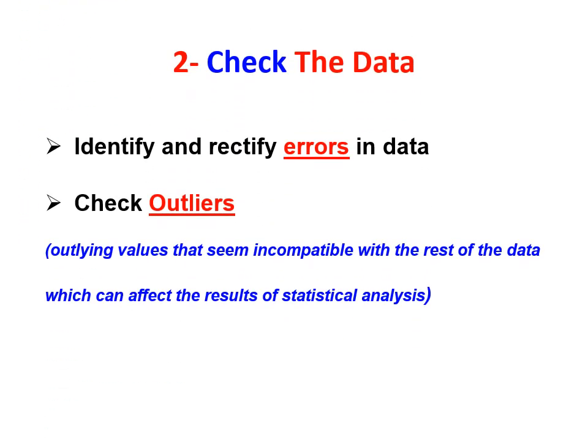The second step is to check the data. Check the data for any error and check the outliers. It's very important to check outliers because outliers can affect the statistical analysis. Outliers means the outlying values that seem incompatible with the rest of the data.